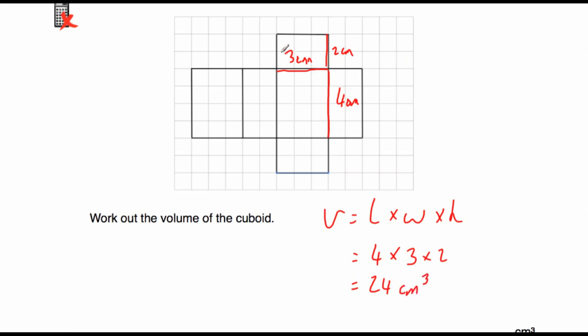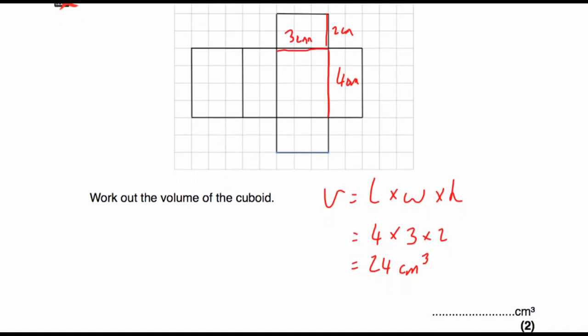And that's it. So whenever you're given a net and you are asked to find the volume of a cuboid or something like that, try and visualize what happens. So this would be the base, these sides or these faces would all fold upwards, that would be the lid. So in terms of the cuboid, it would be 4 long and 3 wide, and the height of it would be 2.